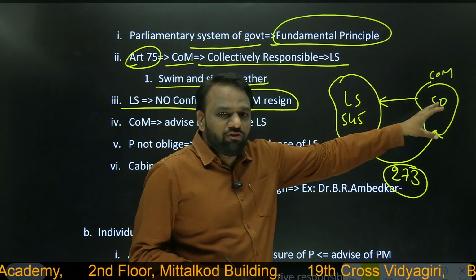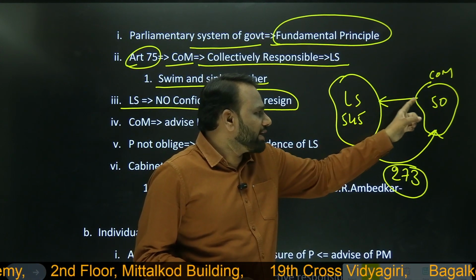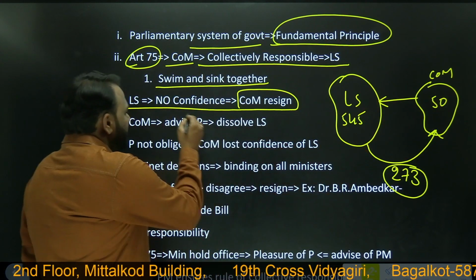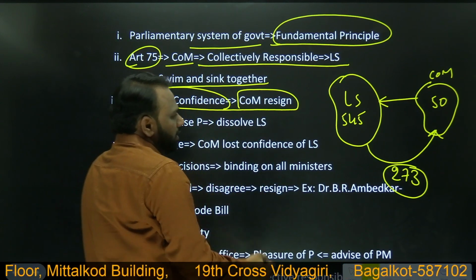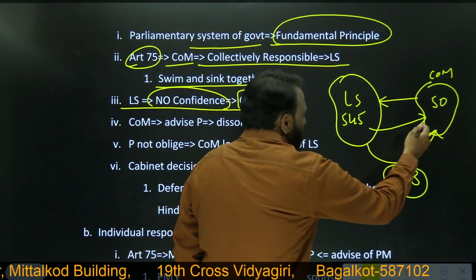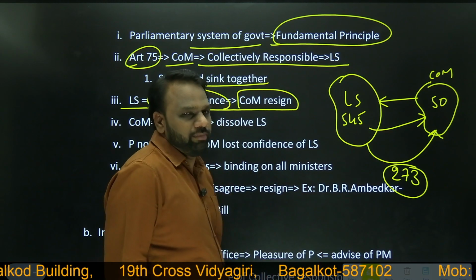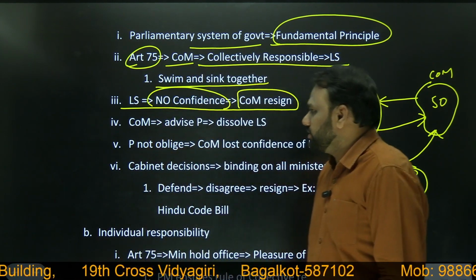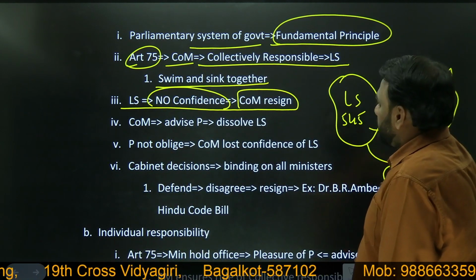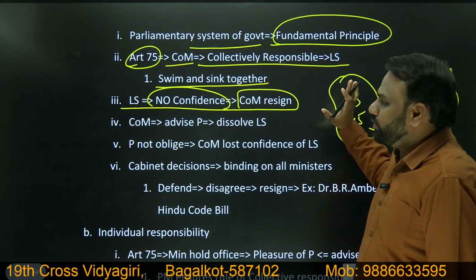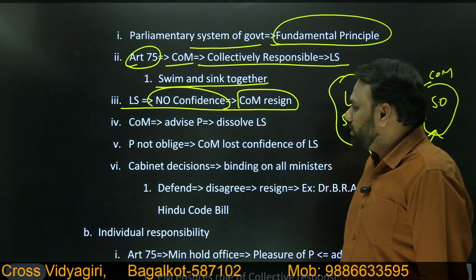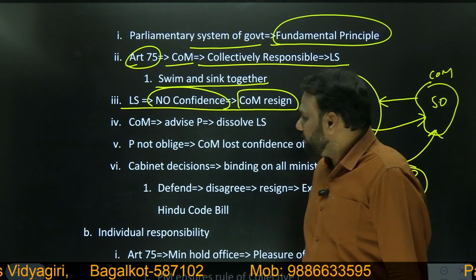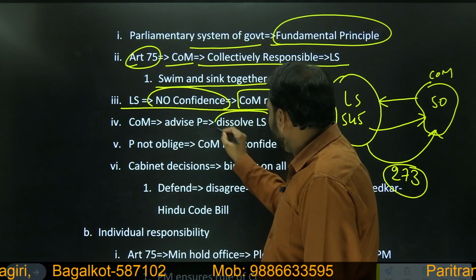If it does not work properly, then the Lok Sabha can remove them. How? By passing a no confidence motion. So the Lok Sabha can pass a no confidence motion and remove the entire Council of Ministers. In this way, the Council of Ministers is collectively responsible to the Lok Sabha.